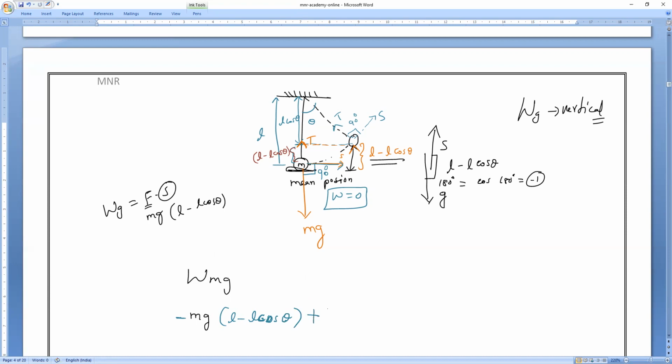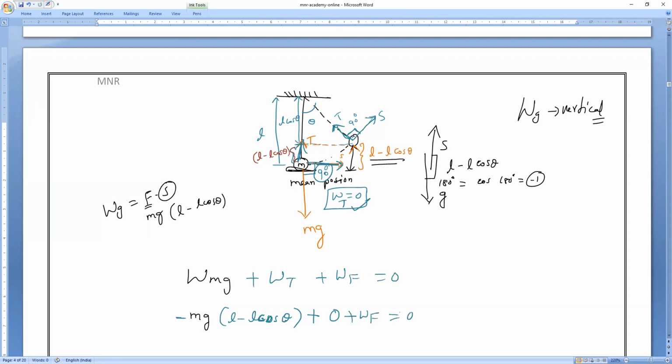Next one, plus work done by the tension. All of you verify: tension is in the upward direction and displacement is in this direction, so what is the angle? 90 degrees. So what is the work done by tension? Zero. Plus work done by applied force.